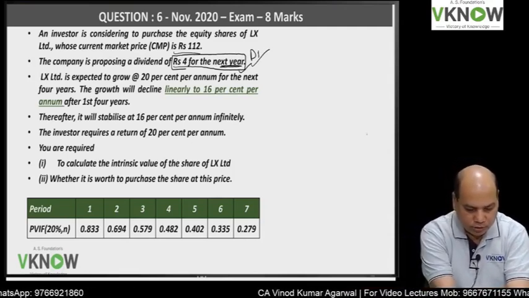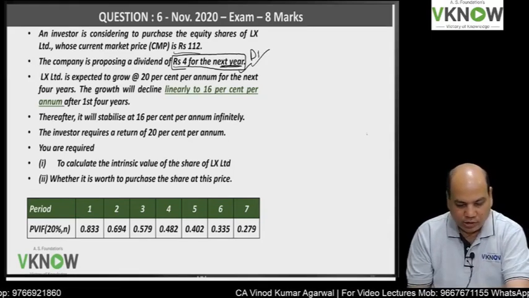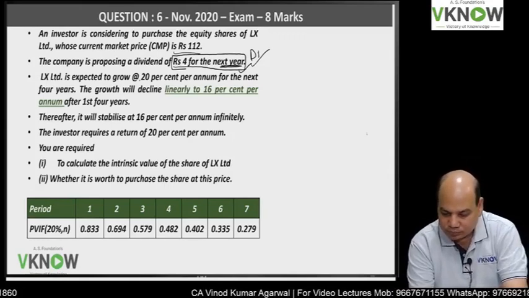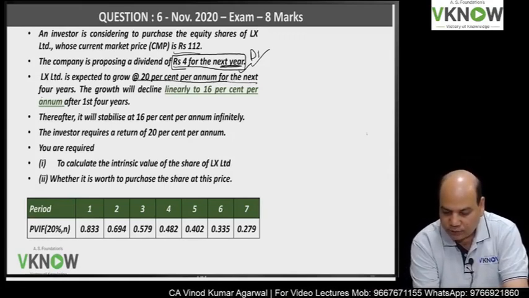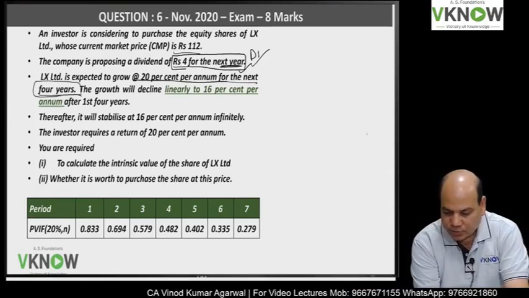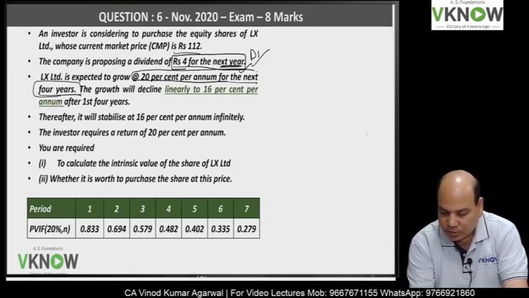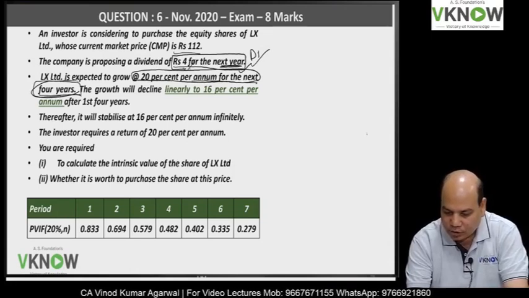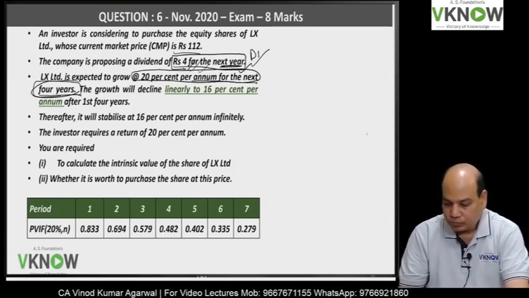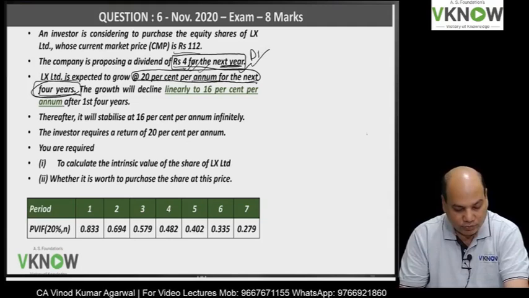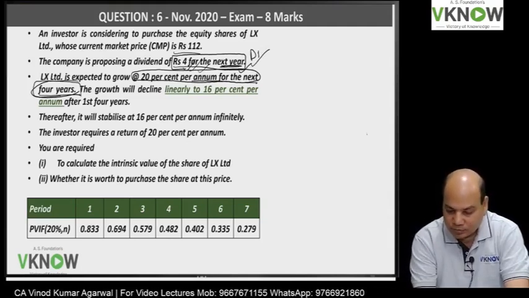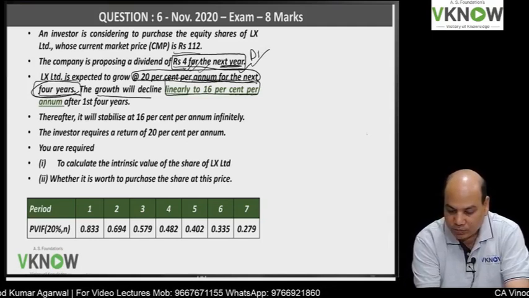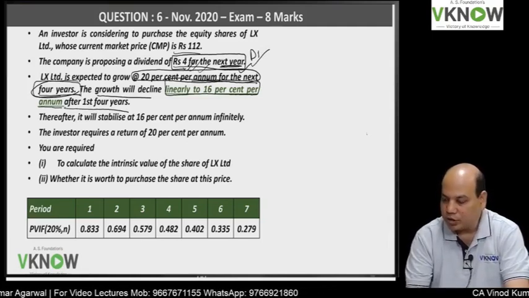Dividend of year 1. Now LX Limited is expected to grow at 20% per annum for the next 4 years. Every year the dividend will grow at the rate of 20% till the 4th year, and then what will happen? The growth will decline linearly to 16% per annum after the first 4 years.